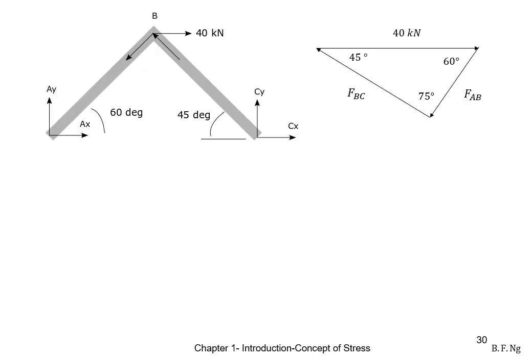We first need to find the forces in AB and BC before we can compute the normal stresses in them. The forces AB and BC and the external force 40 kN all meet at the point B. We can thus extract the forces with the known angles and form a triangle here. This is the force triangle. The 40 kN, which is to the right, AB over here, and BC over here. Remember, the directions of the forces AB and BC must form a closed loop such that it is in equilibrium.